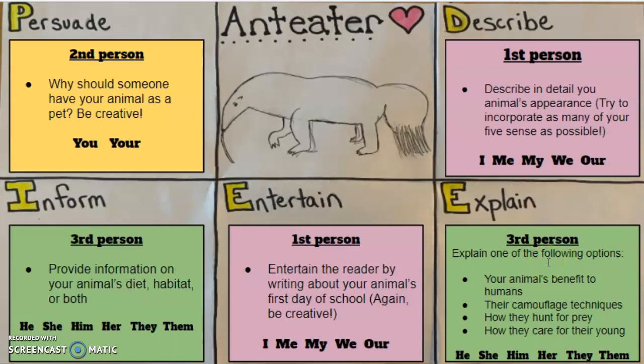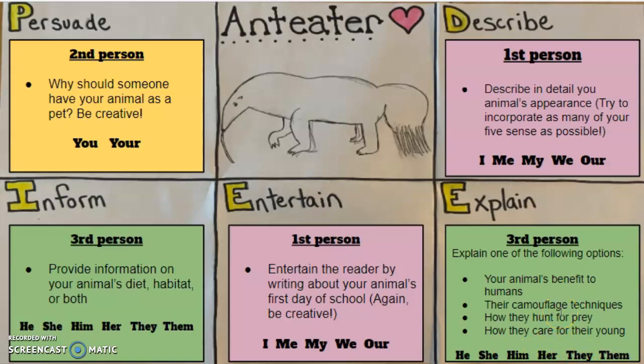Explain is another paragraph written in third person. You have 2 boxes written in third person, 2 boxes written in first, and then the only second person point of view is your persuade paragraph. Explain is explaining something, how to do something in detail. So you can choose one of these 4 bullet points. You don't have to do all 4. You just choose one of the 4 that you have the most information to discuss in your paragraph. The words you're going to use are he, she, him, her, they, or them.